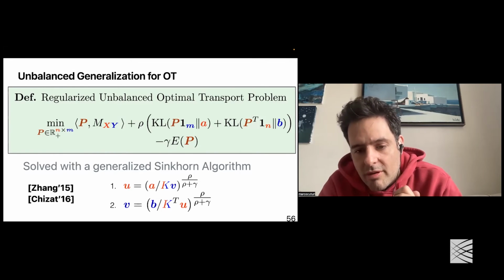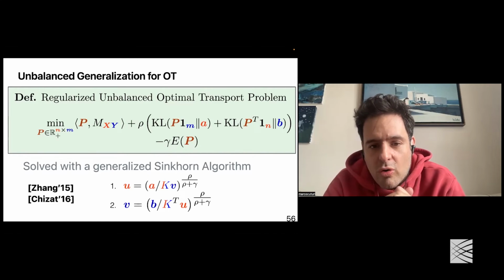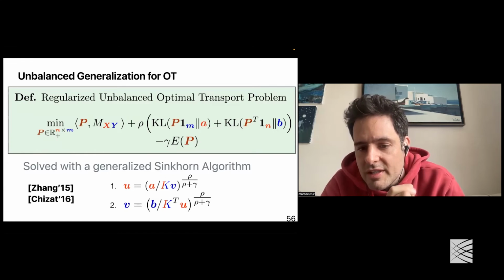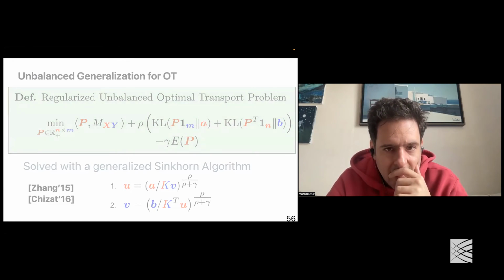And let me just, maybe to convince you a bit, if you let rho go to infinity, meaning you fall back on the hard penalization for the row sums and the column sums, then you will see that this fraction here goes to 1. So everything kind of makes sense.